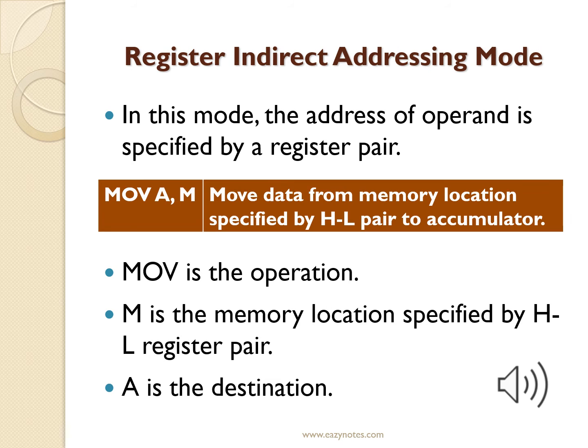Register indirect addressing mode. Register indirect addressing means that the location of an operand is held in a register. It is also called indexed addressing or base addressing. Register indirect addressing mode requires 3 read operations to access an operand. In this mode, the address of operand is specified by a register pair. Example, MOV A, M, move data from memory location specified by HL pair to accumulator. Here, move is the operation, M is the memory location specified by HL register pair, and A is the destination.